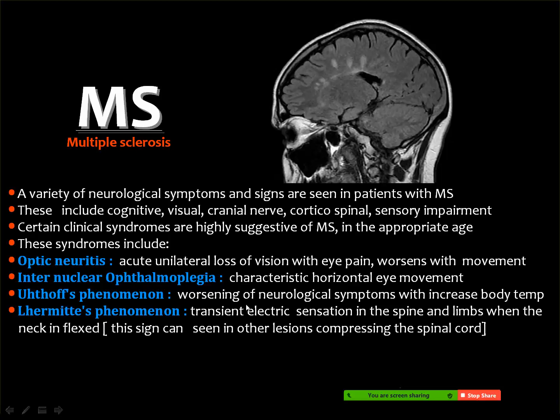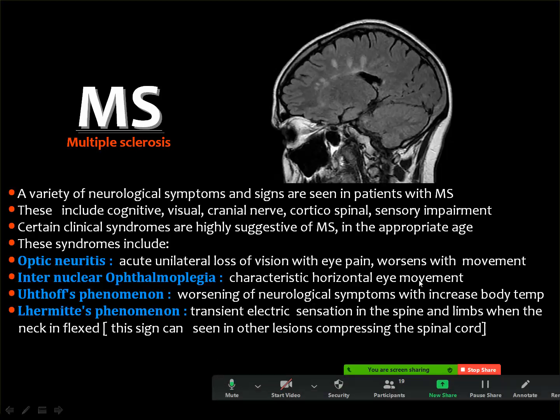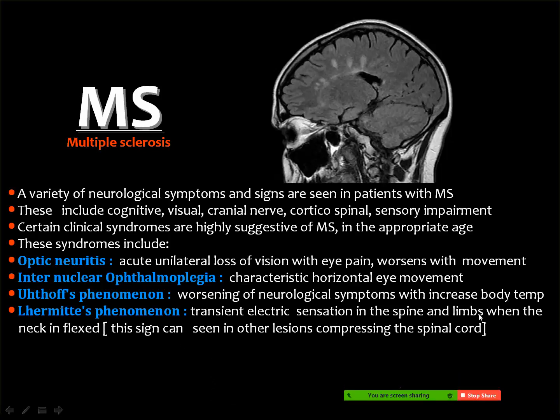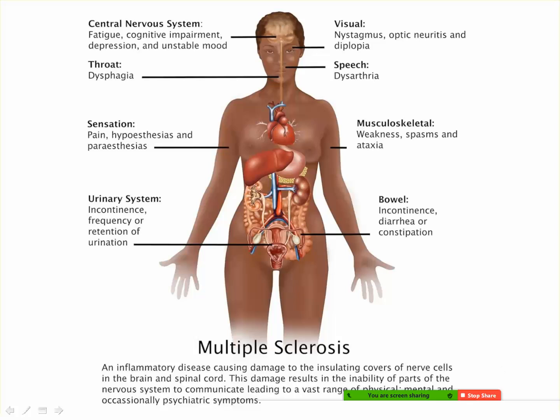Uhthoff phenomenon is a worsening of neurological symptoms with increased body temperature. If you have a hot bath, then you may get this worsening of neurological symptoms. Lhermitte phenomenon means the transient electric sensation in the spine and limbs when the neck is flexed. And please consider that this sign can occur in other lesions compressing the cord.